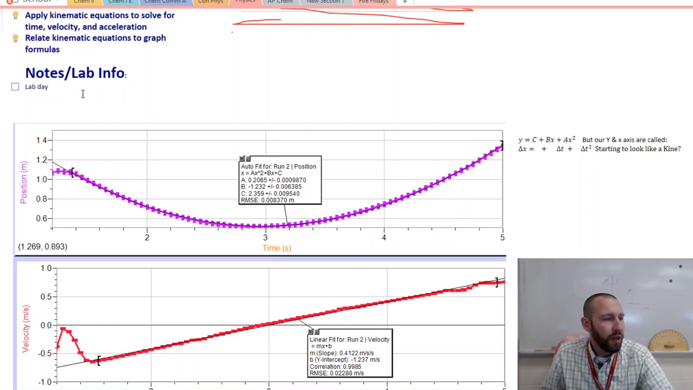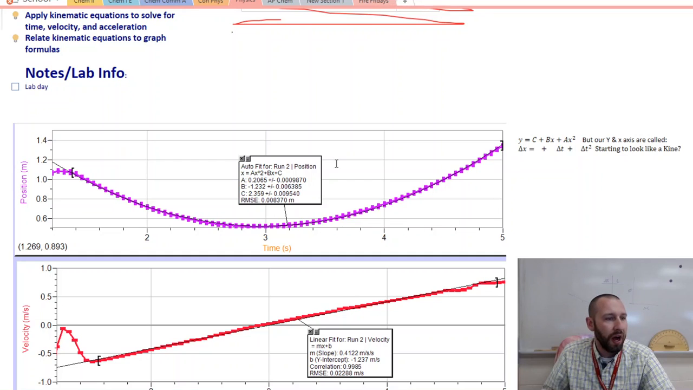Oh well, sorry. Okay, so we have a value of A, which is 0.2065. We've got a B, which is negative 1.232, and we've got a C, which is 2.359, okay? So that is going to relate to our third kinematic, right?